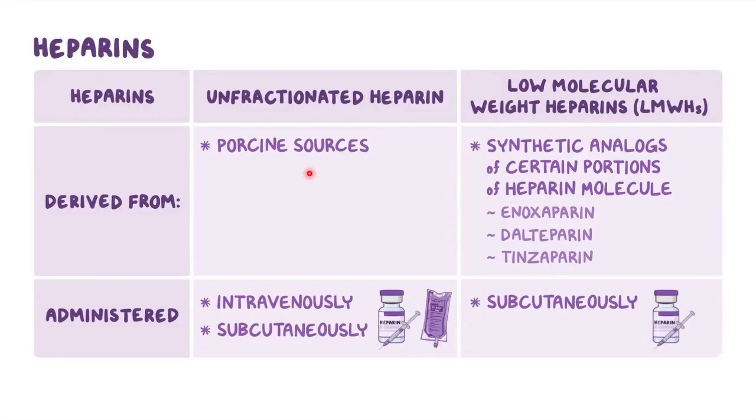Unfractionated heparin is from porcine sources, whereas low molecular weight heparins are synthetic analogs of certain portions of the heparin molecule. Examples are enoxaparin, dalteparin, tinzaparin, etc. Low molecular weight can be used subcutaneously, while unfractionated is mainly used intravenously.